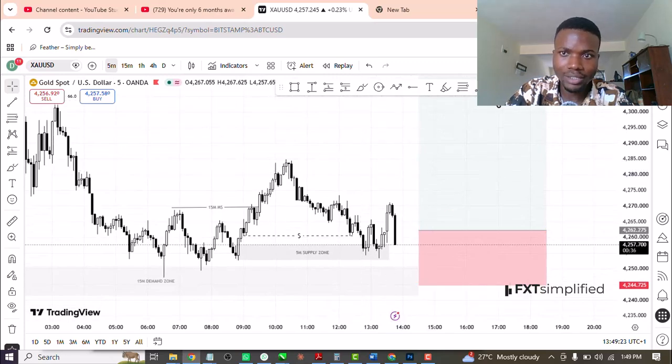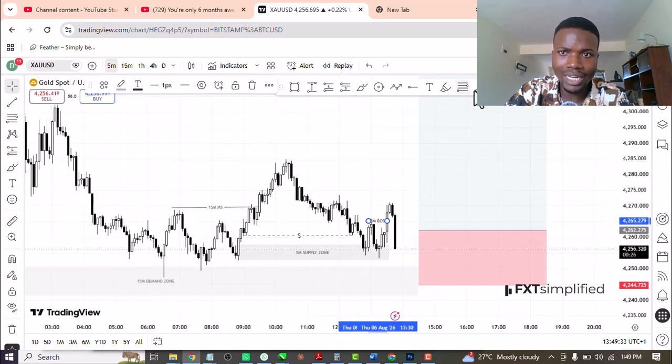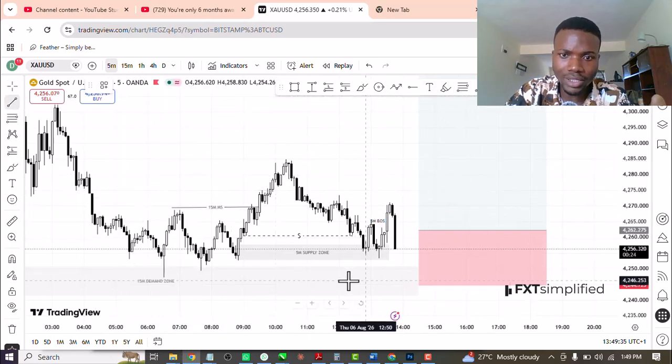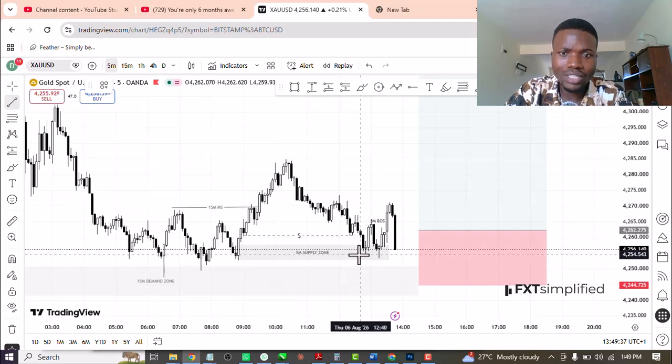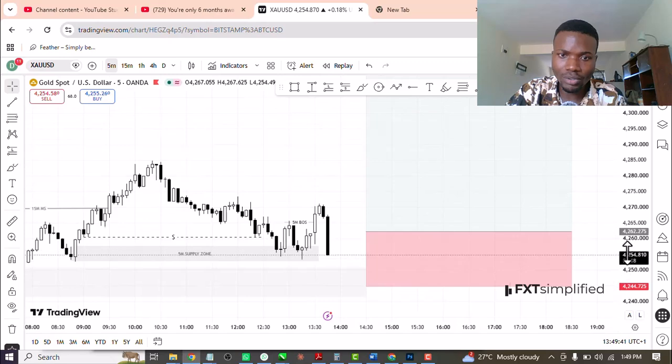I can see that price actually created another market shift. This is a lower time frame market shift, right? So this is a 5 minutes market shift. And another thing that I'm seeing right now is, probably, in fact, liquidity has actually been swept already.